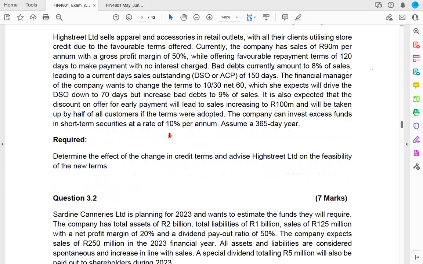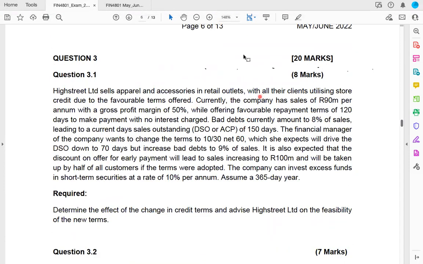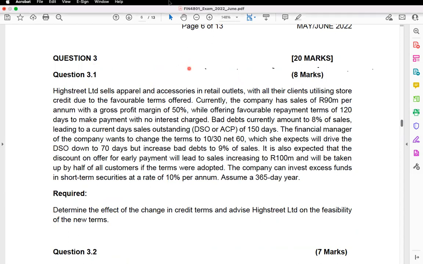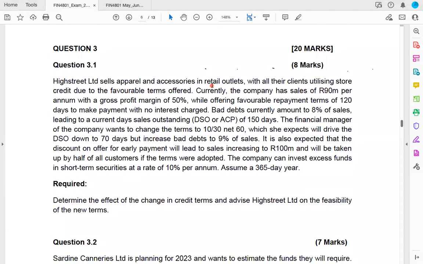These are typical questions you get in assignments over the course of the semester, and they also come up in a number of exam questions. So let's look at question 3.1. High Street Limited sells apparel and accessories in retail outlets, with all their clients utilizing store credits due to the favorable terms offered. Currently, the company has sales of 90 million rand per annum with a gross profit margin of 50%, while offering favorable repayment terms of 120 days to make payment with no interest charge. Bad debts currently amount to 8% of sales, leading to current days sales outstanding of 150 days.